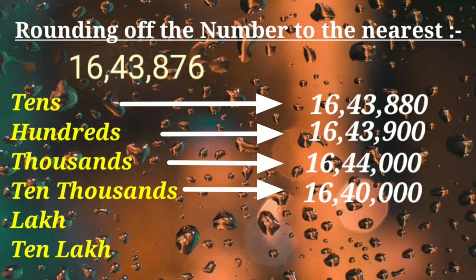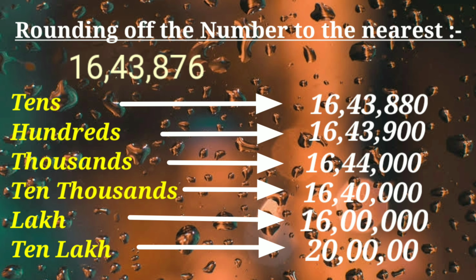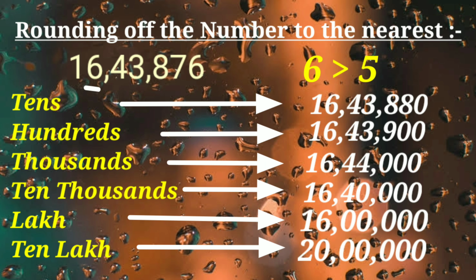When the number is rounded to the nearest lakh, we will get 16 lakh because here 4 is given, which is less than 5. So we will not change the given digit 6. Now when the number is rounded to the nearest 10 lakh, we will get 2 lakh because here 6 is more than 5. So we will change digit 1 and add 1 to it. So that's why 2 will be the answer.